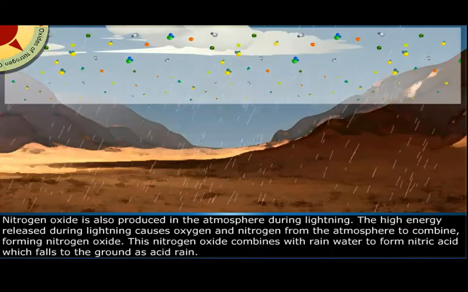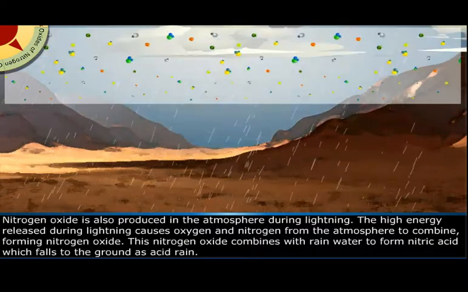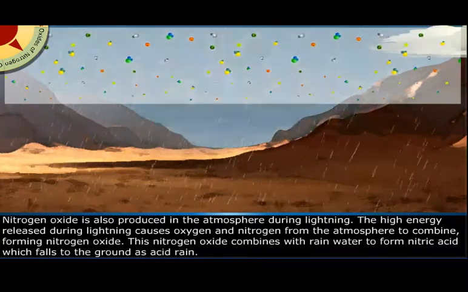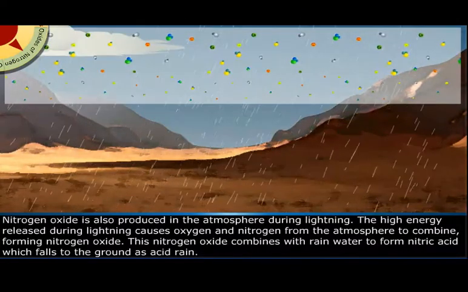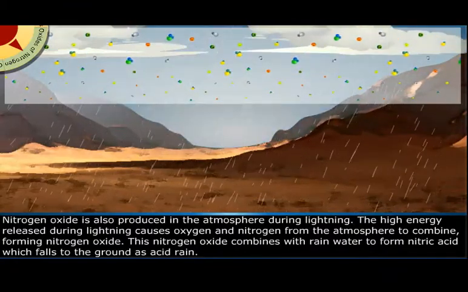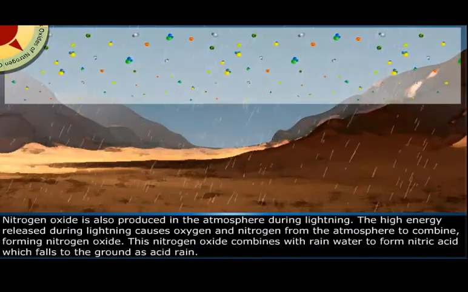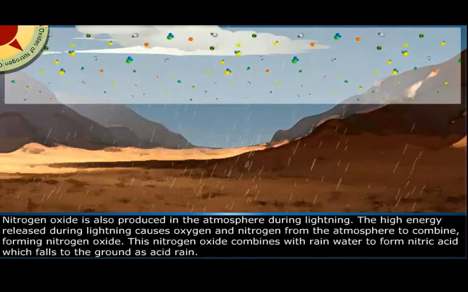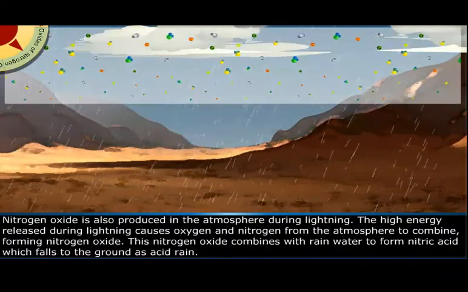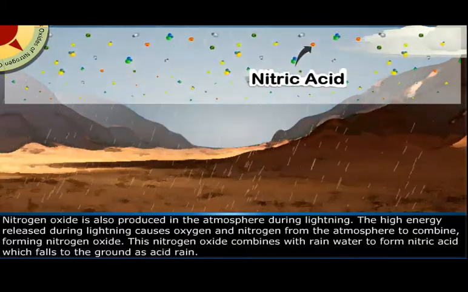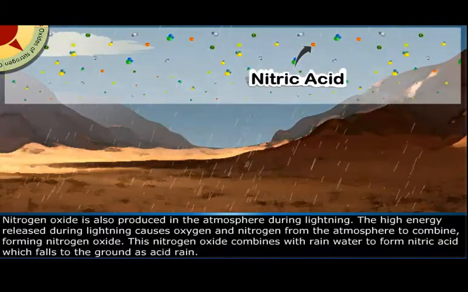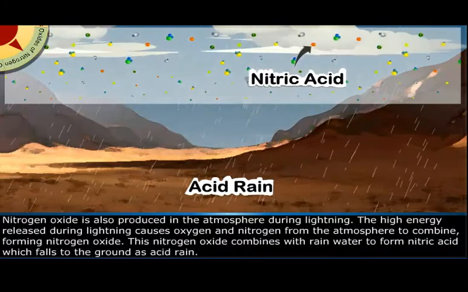Nitrogen oxide is also produced in the atmosphere during lightning. The high energy released during lightning causes the oxygen and nitrogen from the atmosphere to combine, forming nitrogen oxide. This nitrogen oxide combines with rainwater to form nitric acid, which falls to the ground as acid rain.